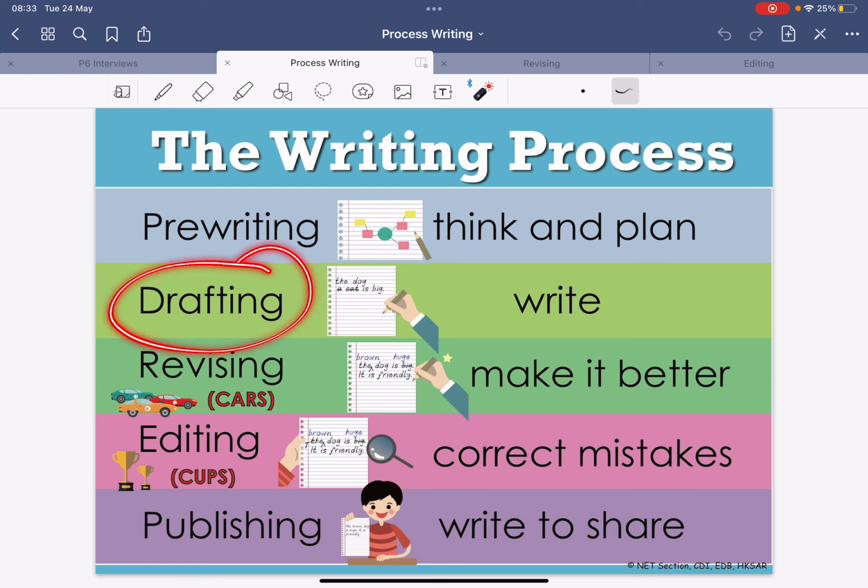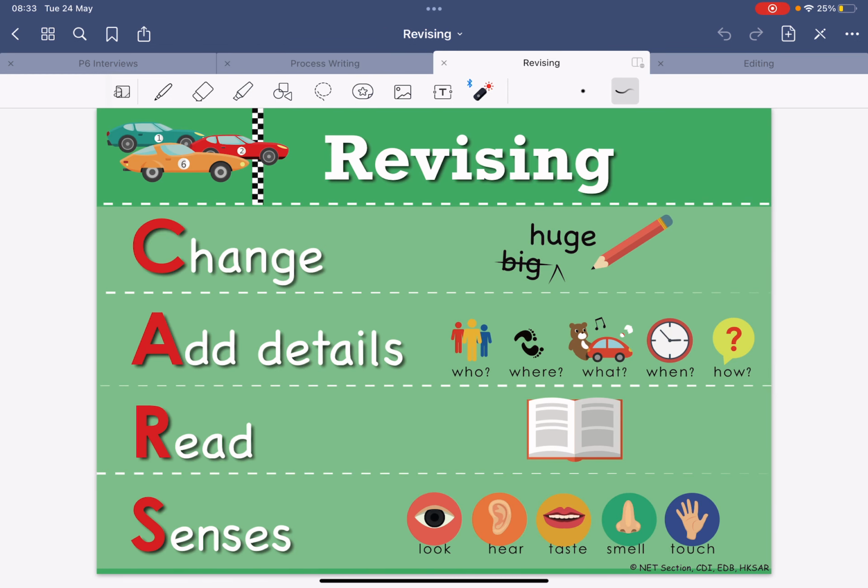You just did your drafting. That means you tried to write for the first time, your first version of your writing. And now it's time to revise it. That means make it better. And then edit it. That means correct the mistakes. Here's revising. You can change words. You can add details like who, where, what, when, and how of the story. You can add senses. That means things you can see or hear, taste, smell, or touch. And of course, you can read and reread your writing.